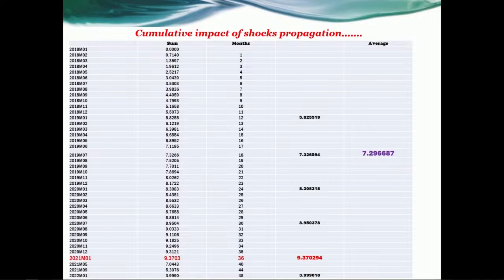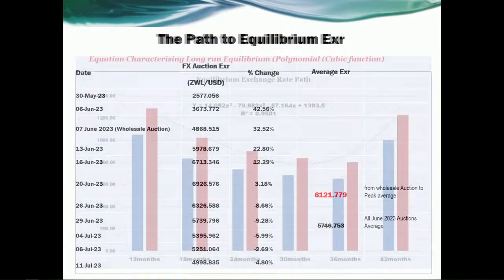Impact, if you aggregate through to the next 36 months, is about 7.29. In other words, if you put $1 today, its impact on the exchange rate is as though you have put $7.3. But the peak is what is most critical. It's about 9.37. It's telling us also, if you put $1 today, the impact on the exchange rate is as though you have put $9.4 in the economy. This is a high level of sensitivity.